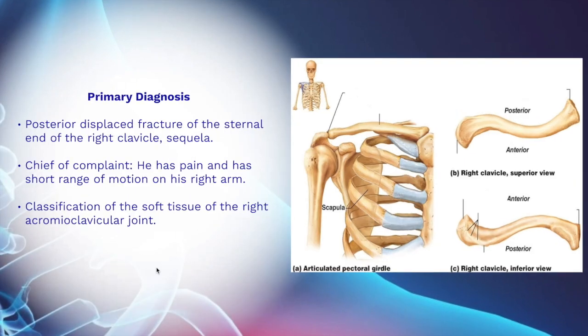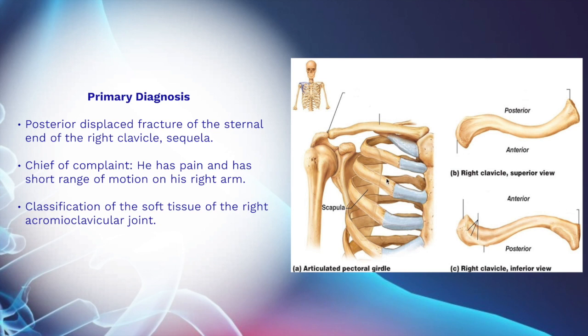The primary diagnosis for my patient was the posterior displaced fracture of the sternal end of the right clavicle, sequela. Sequela meaning a condition from a previous disease or injury. So here where my cursor is at is where the sternal end is at, or in another case, the head of the clavicle. And here in the superior view, it will be located right here. And for the inferior view, the sternal end will be located right there.